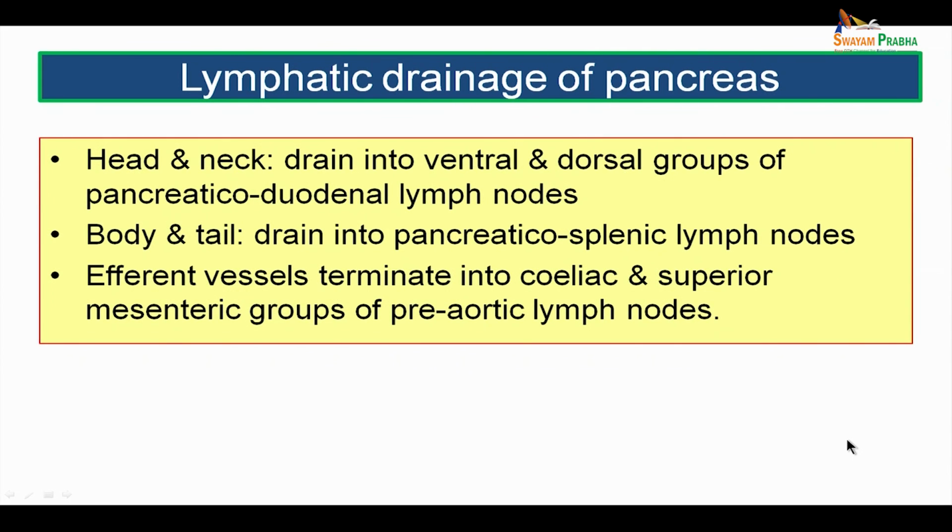Going on to see the lymphatic drainage of pancreas. The head and neck drain into ventral and dorsal groups of pancreatico-duodenal lymph nodes. The body and tail of pancreas drain into pancreatico-splenic lymph nodes. Efferent vessels from these terminate into the celiac and superior mesenteric group of pre-aortic lymph nodes.